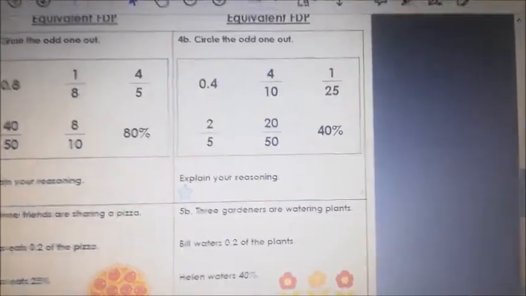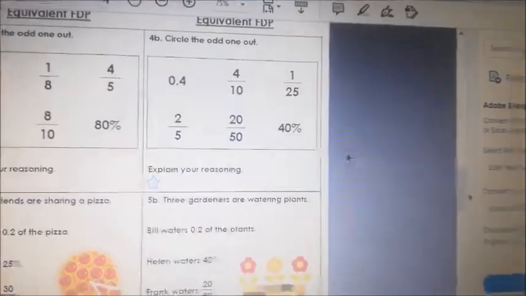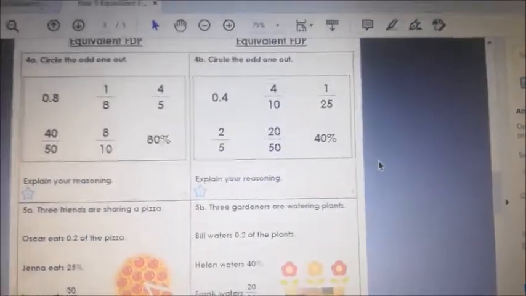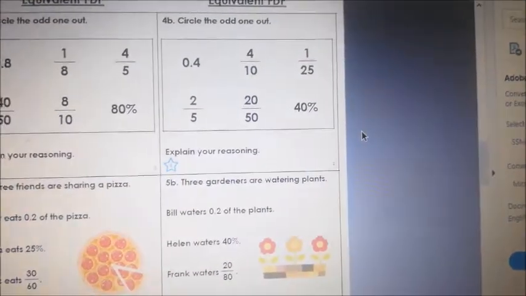Again, you just circle the odd one out. So you're converting all the time. It might seem a little bit tedious, but just keep going with it. You're converting, explain your reasoning. So which one's the odd one out and why?